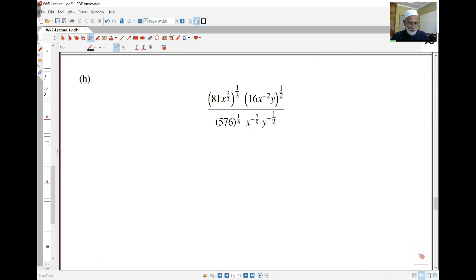Some more here that look a bit more difficult. And when we finish this off in the next part of the lecture, you can try this yourself first before you look at the next lecture.